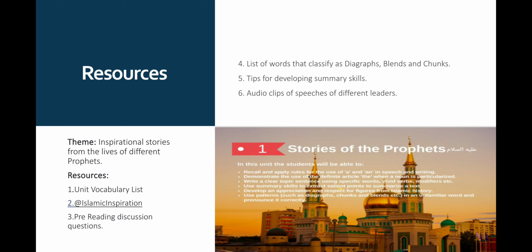What resources you require? You need to prepare a list of the vocabulary. The vocabulary is given in the unit, but write them on a big piece of paper and display them in the classroom till you have done the reading comprehension of that passage. The vocabulary should be displayed in the classroom till the reading comprehension passage is completed.